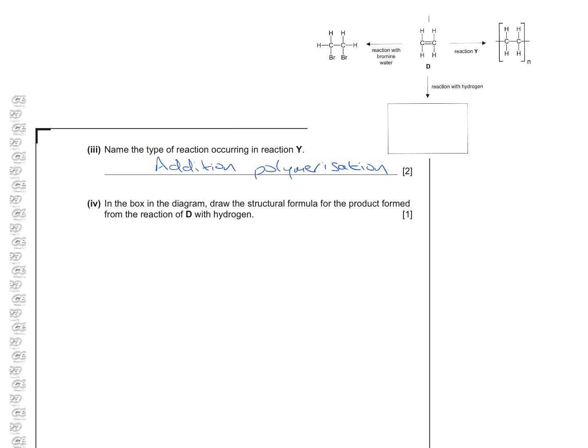And then part 4, when you react any alkene with hydrogen, you turn it into the corresponding alkane. So D is ethene. When it's reacted with hydrogen, it becomes ethane. If it had have been propene, it would have become propane, etc. And what happens is that the double bond in the alkene breaks, and then 2 hydrogens add on across that double bond. So this is the structural formula for ethane.